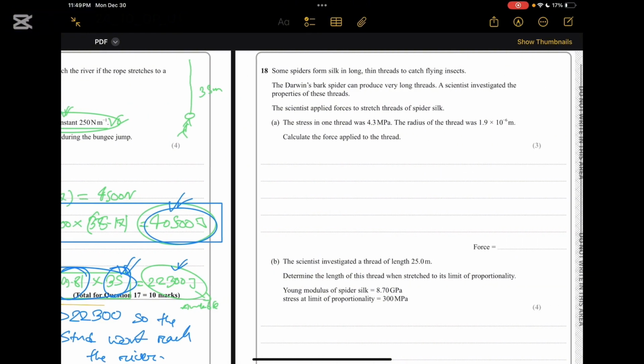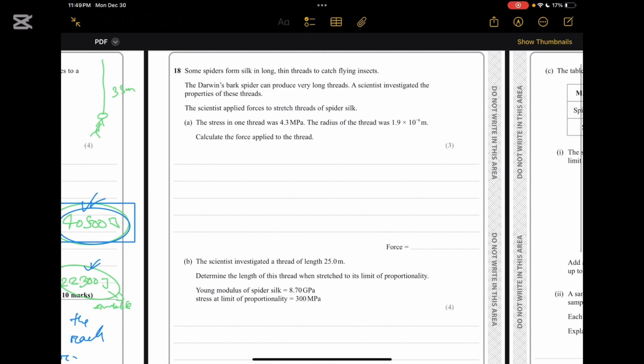So we are done with question number 18. Now moving forward to question number 19 right now.